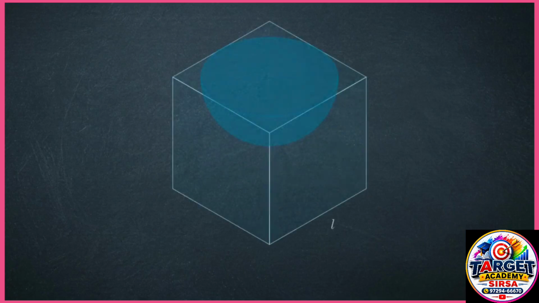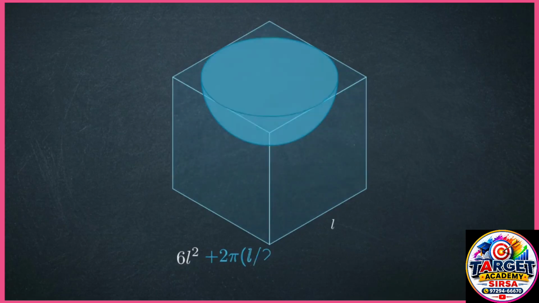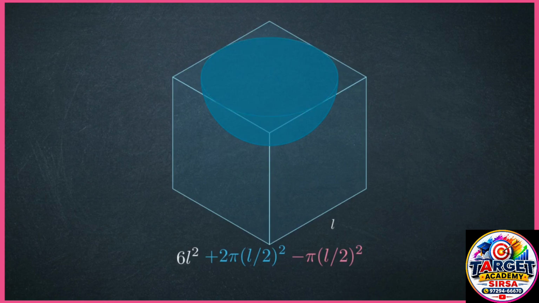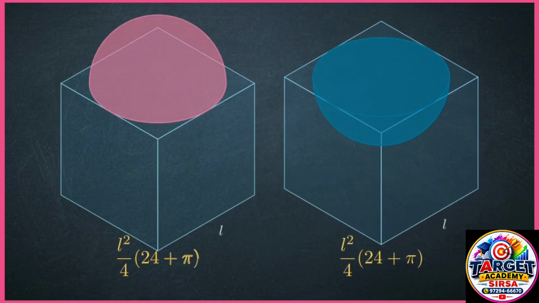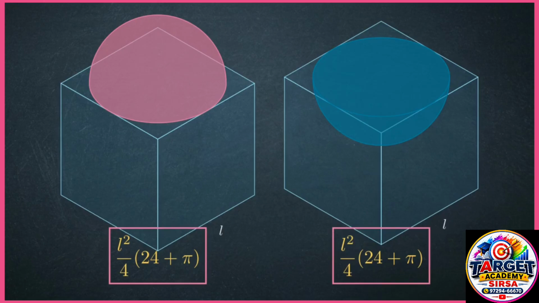Imagine a cube with a side length of L and a hemispherical depression carved into the top face. Pause here and try to write out the algebraic formula for this solid surface area based on the logic we've covered. We take the cube's 6 sides, add the curved surface area inside the bowl, and subtract the circular opening on top. Simplified, the formula is L squared over 4 times (24 plus pi). Compare this to the mounted hemisphere from earlier. Even though one is a mountain and the other is a valley, the algebraic result is exactly the same.